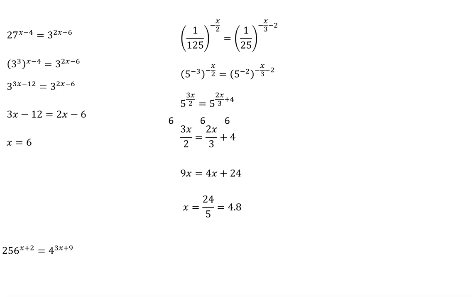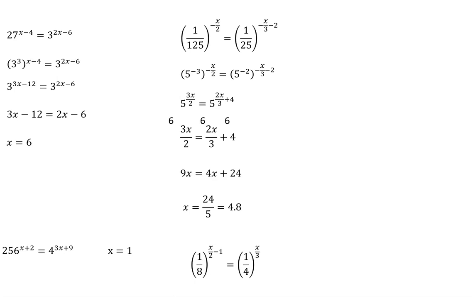Now, try this one on your own. Pause the video, calculate the value of x, and then resume. You could have used 2 as a common base. You could have also used 4 as a common base. 4 to the 4th power is 256. So the solution you should have gotten is x equals 1.